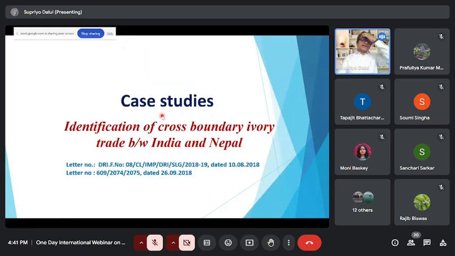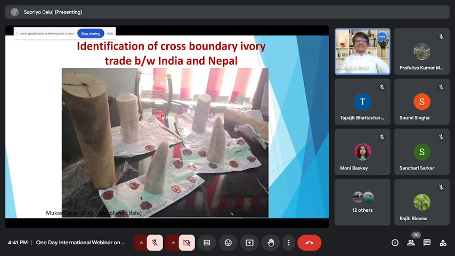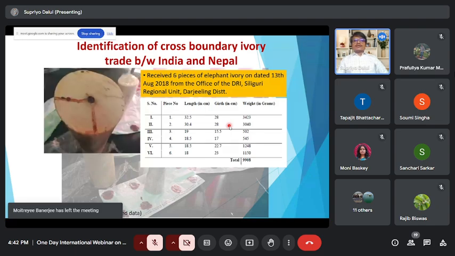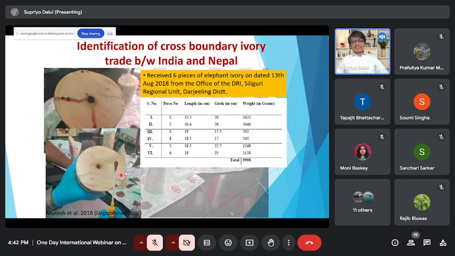So this is the last interesting case, from cross-boundary identification of ivory trade in Nepal and Bhutan. In 2017 we received a consignment of elephant ivory from New Jalpaiguri. We received around five or six ivories. These are the length, girth and weight of the ivories. On these ivories we saw that there were blood stains, so we collected these blood stains with a cotton swab and processed them for genetic analysis.